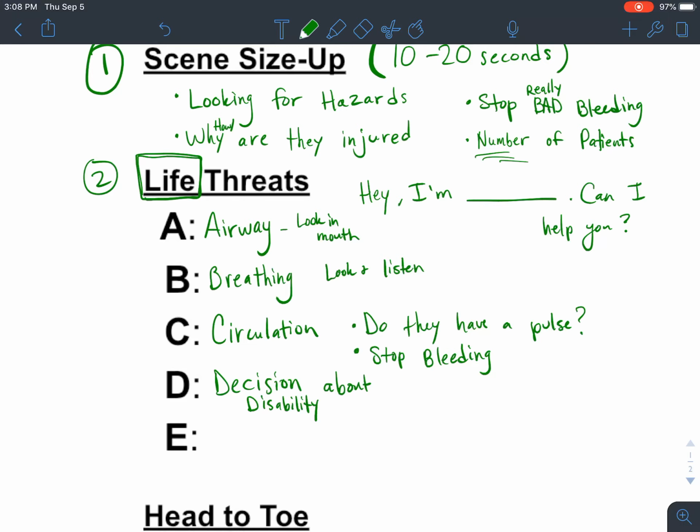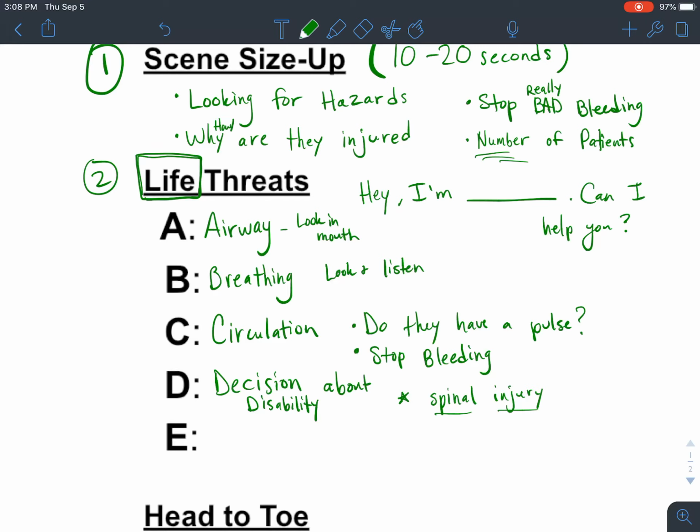Okay, so the most important thing in the decision about disability is, do you think that they could have maybe broken their back? Do they have a spinal injury? Now, if they just got struck by lightning, the decision about their disability is not going to require a spinal injury. They probably didn't hurt their spine if they got an electric shock. So you want to think about whether or not the spine has been compromised.